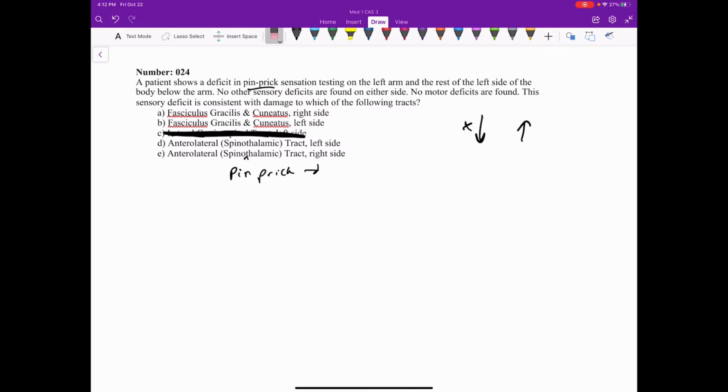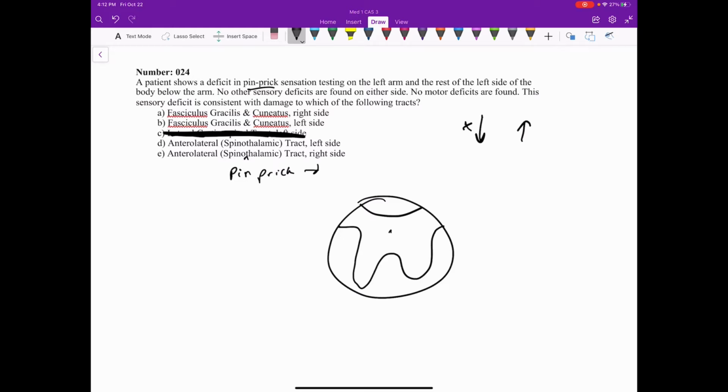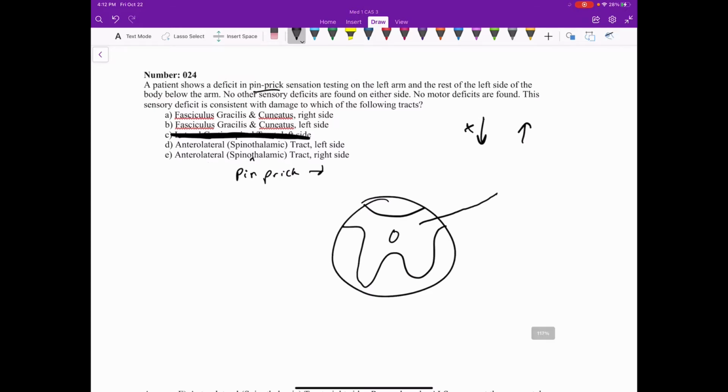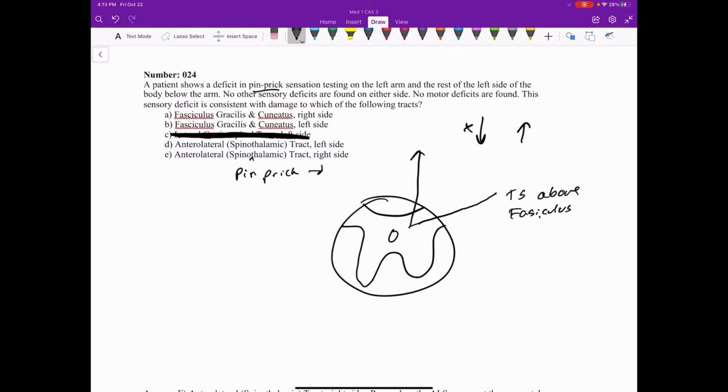Here we go. Oh, that's a bad circle, sorry. Okay, so if we have this guy, right? Here's our little thing. Okay, so it's coming from the left side of the arm, or it's the left arm, comes in, and it's on the left side below the arm. Okay, now, what does this mean? Well, it could go straight up, right? And it could be T5 and above, which would make sense for it to be the fasciculus cuneatus.